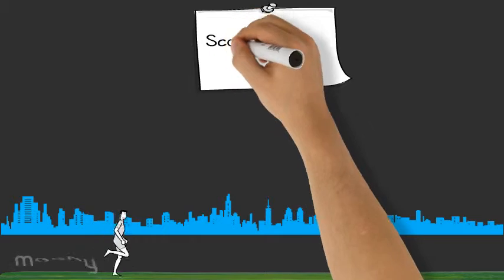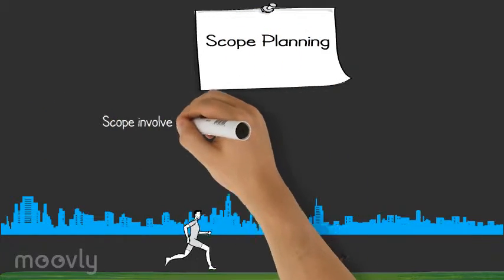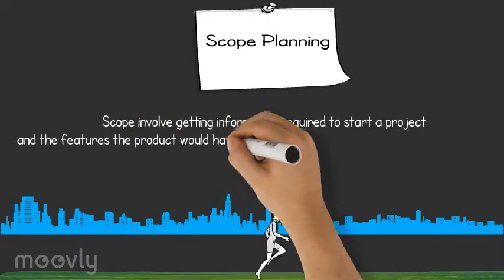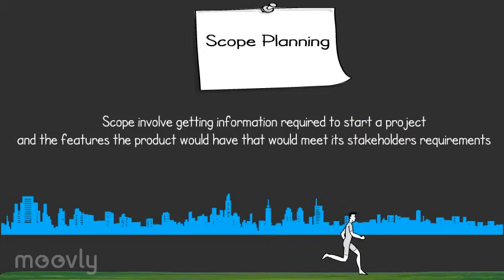What is scope planning? It involves getting the information required to start a project and the features that the product would have that would meet its stakeholders' requirements.